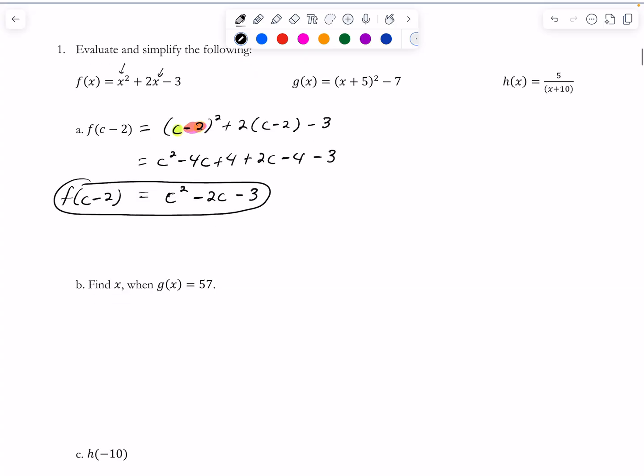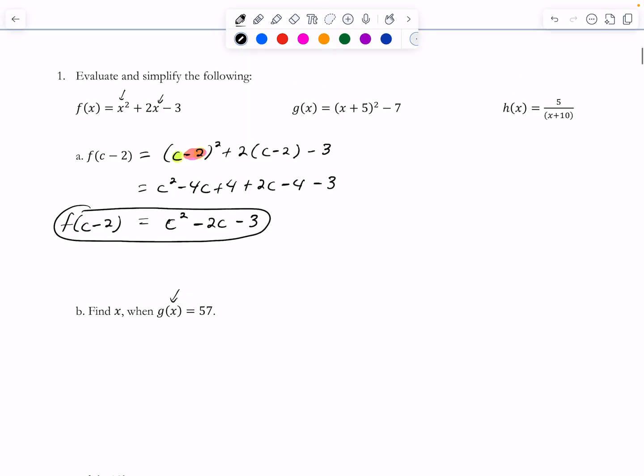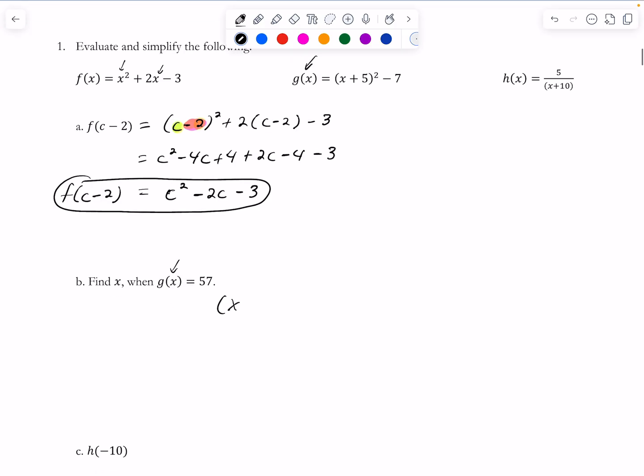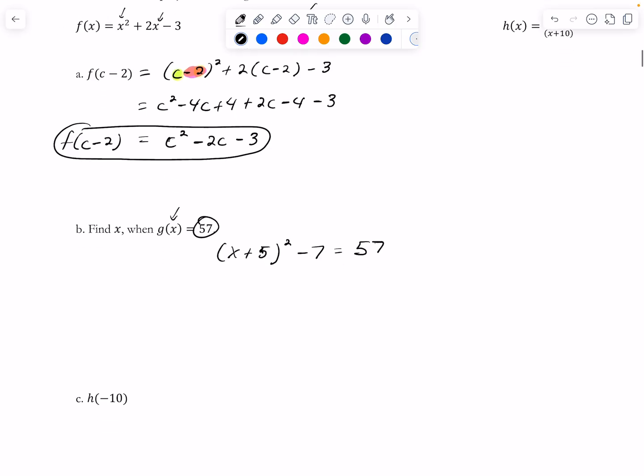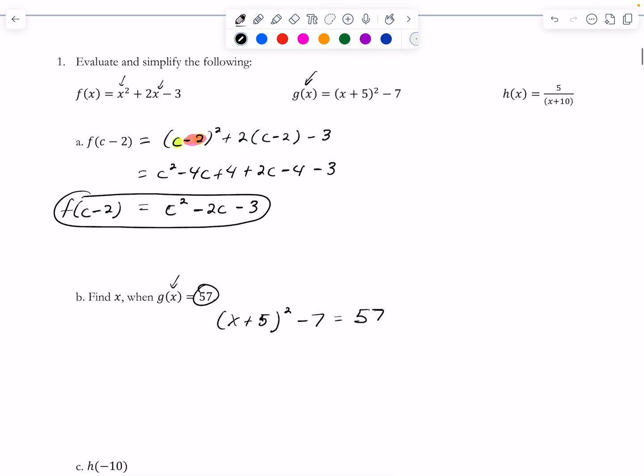Okay, let's do B. B says to find x when the function g of x is 57. So I need to replace g of x with 57. So I'm going to write (x plus 5) squared minus 7 equals, and they're asking me to make it equal to 57. Now I've seen some students do this in class where they're expanding the binomial squared, similar to what we did in part A.